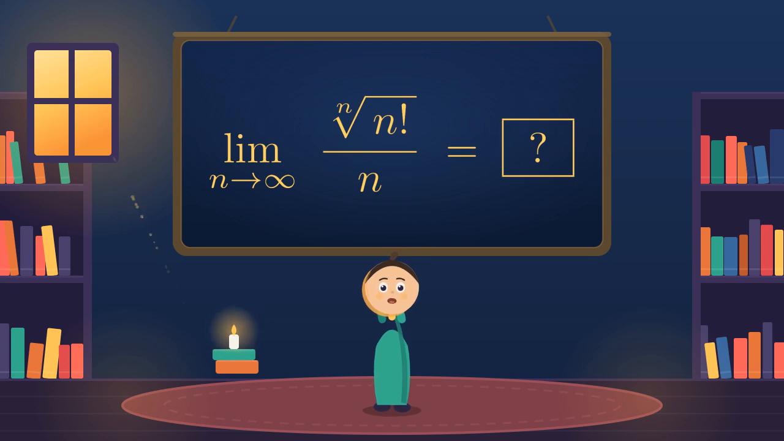Think about the tug of war. N factorial is enormous, but you're taking its nth root and dividing by n as well. So does this crash to 0, climb to 1, or land on something stranger in between?